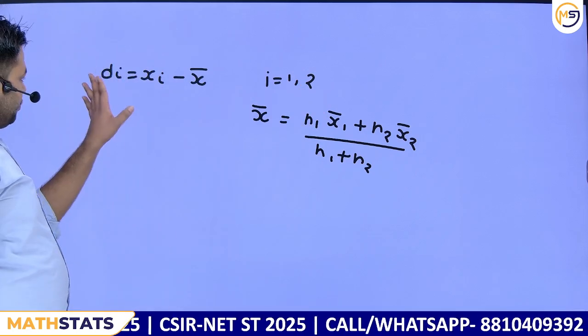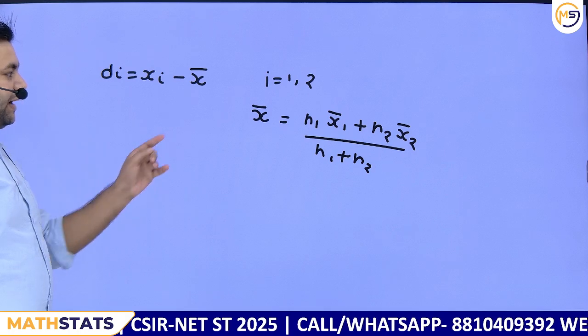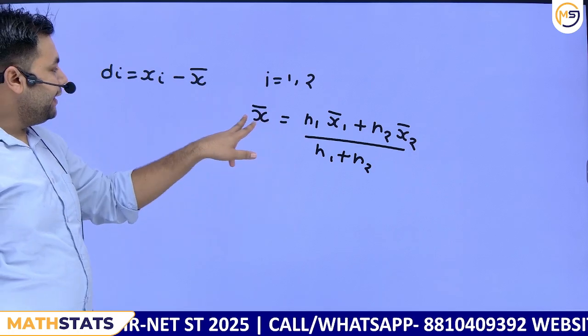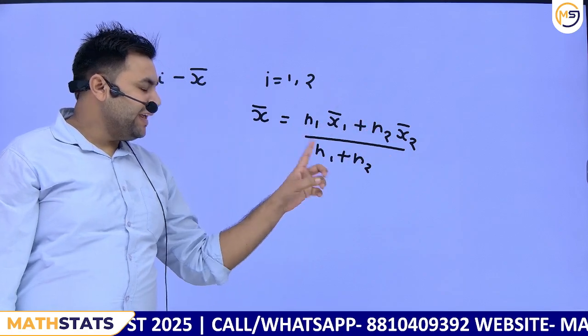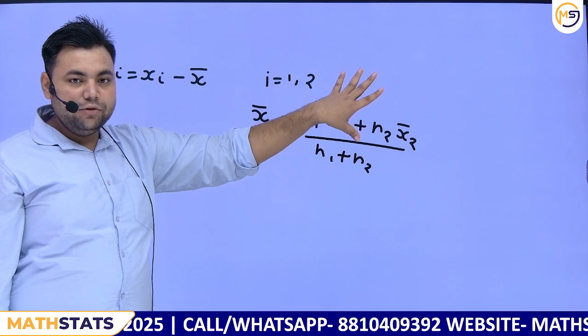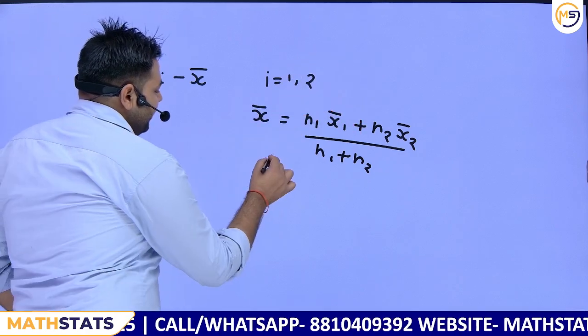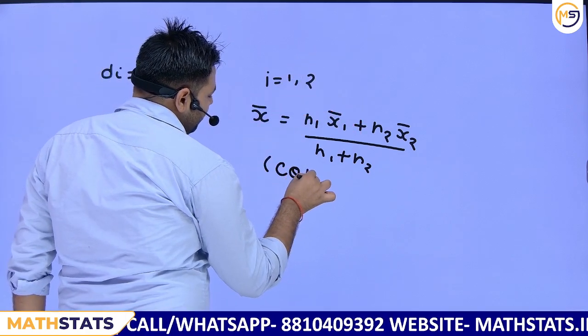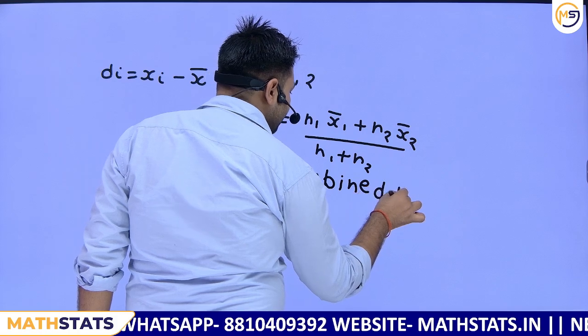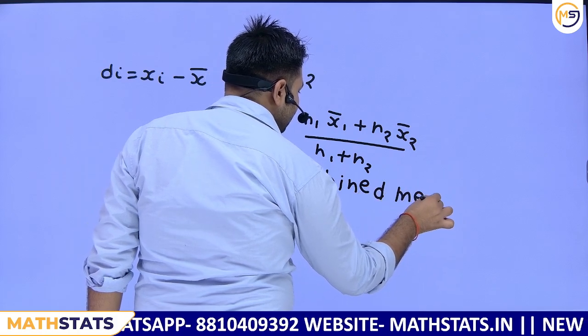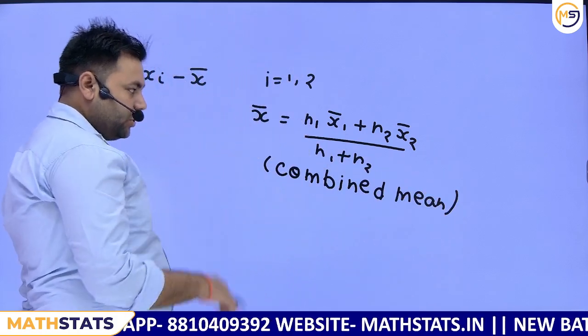So di equal to xi minus x bar, and here x bar equal to n1 x1 bar plus n2 x2 bar divided by n1 plus n2. So we are talking about the combined mean.